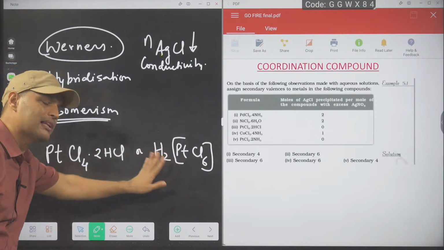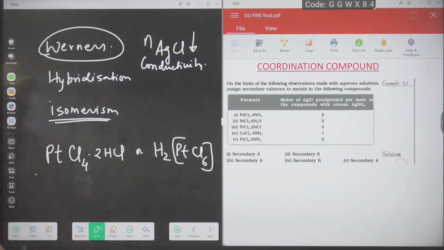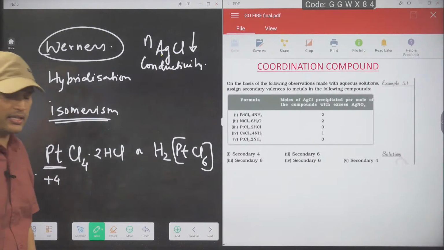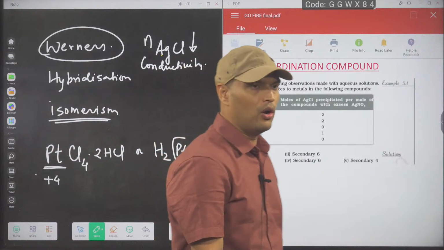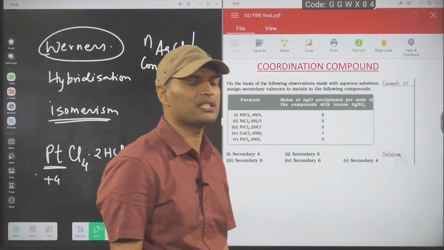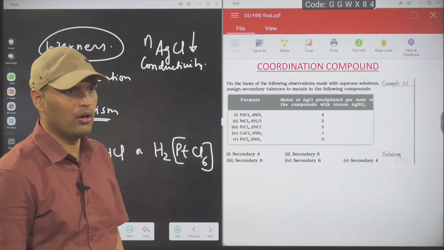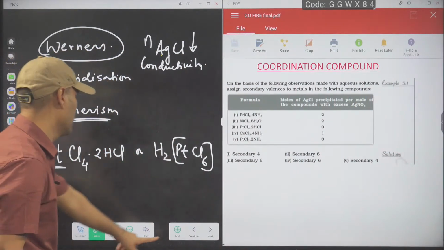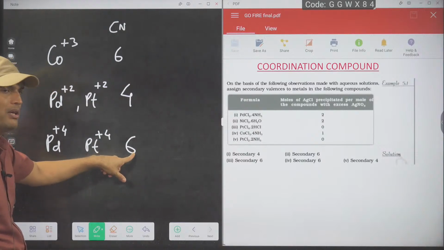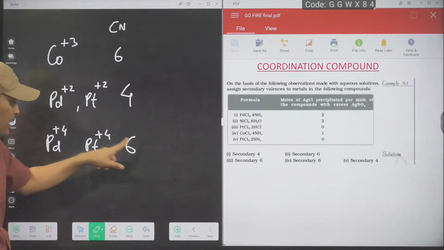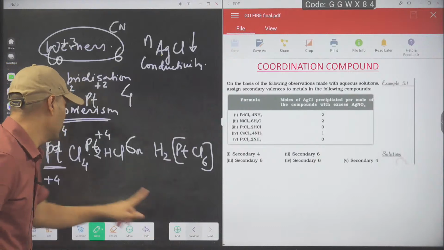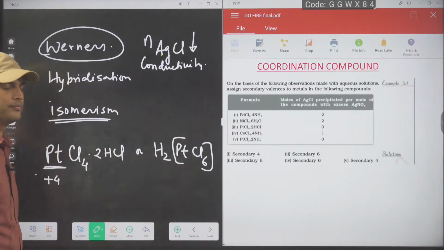H2PtCl6, both are same. Check करो ऑक्सीडेशन स्टेट ऑफ प्लैटिनम +4. ध्यान से देखो. Check oxidation state of platinum, +4. What oxidation state we have said? +4. Coordination number we have said 6. देखो यहाँ पे +4, coordination number 6. You can see here, yes sir, correct.